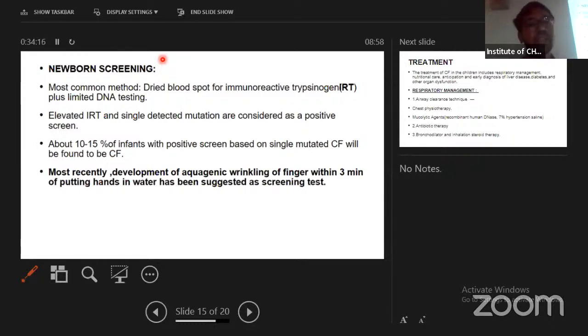Dried blood spot for immunoreactive trypsinogen plus limited DNA testing. An elevated IRT and a single detected mutation are considered a positive screening test. About 10 to 15% of infants with a positive screen based on a single mutation will be found to have CF.